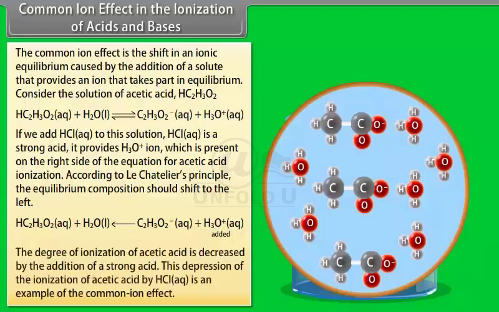The degree of ionization of acetic acid is decreased by the addition of a strong acid. This depression of the ionization of acetic acid by HCl is an example of the common ion effect. Hydrolysis of salts and pH of their solutions.